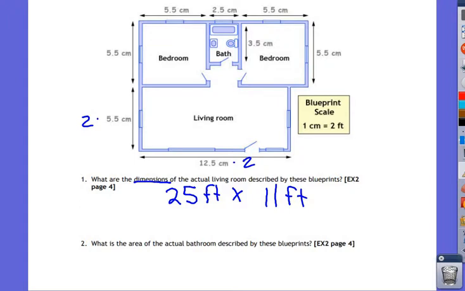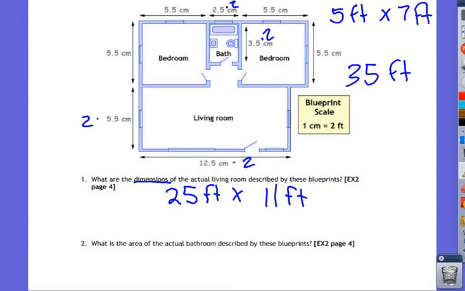Okay, raise your hand if you feel like you did number 2 beautifully and would like to explain. Yes, ma'am. What you got? 30. How did you get there? 2.5 times 2. What did you get when you did 2.5 times 2? 5 what? Okay. And what did you get when you did 3.5 times 2? 7 feet. And why did you get a 35? Where did that come from?